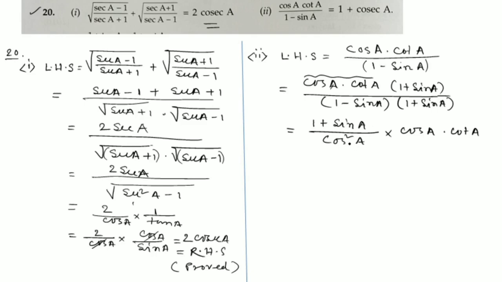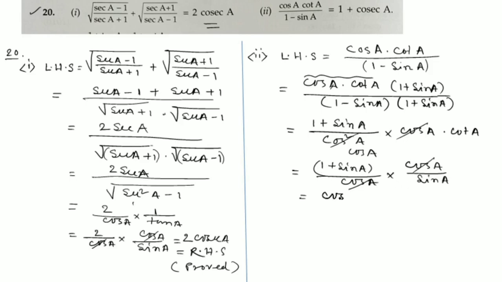Now we can see cos A to cos square A. So here cos A will be remaining, and you can see that here it is 1 plus sin A divided by cos A, and cot A means cos A by sin A. So from here cos A will vanish. So after division we will get 1 by sin A means cosec A, plus sin A by sin A means 1. So we get the right hand side. We can write it as 1 plus cosec A, and it is the right hand side. So we can write it as right hand side, and it is proved.